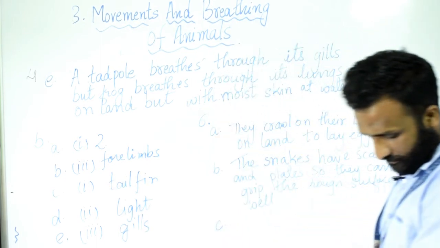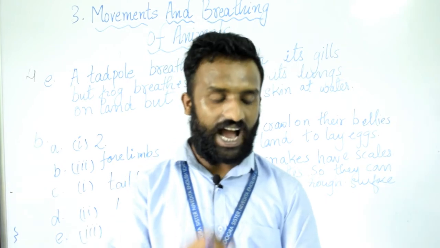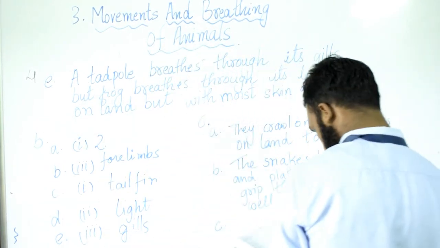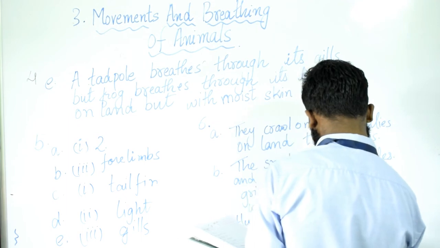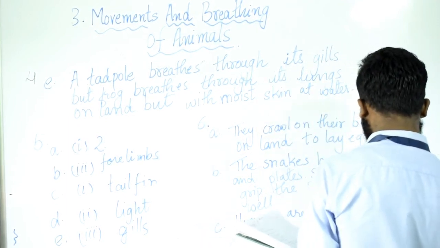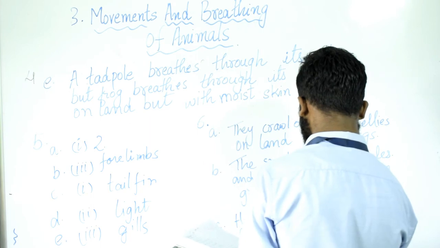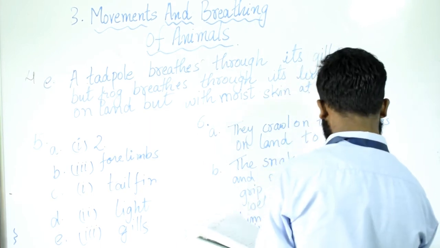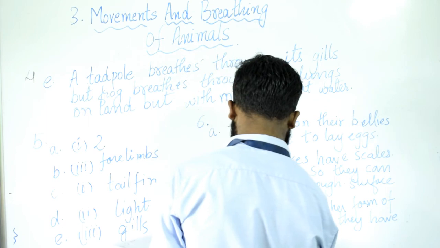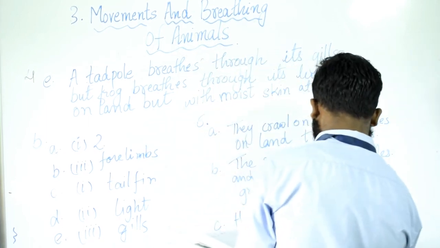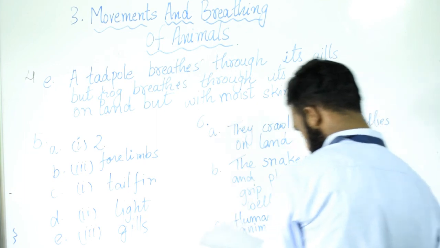Now the last one we have is C. It is saying humans are a higher form of animals. So the reason behind that is, humans are a higher form of animals because they have the most developed brain. Most developed brain.